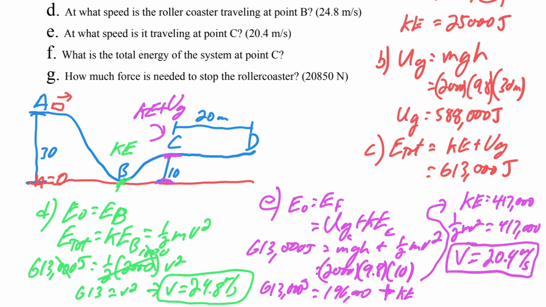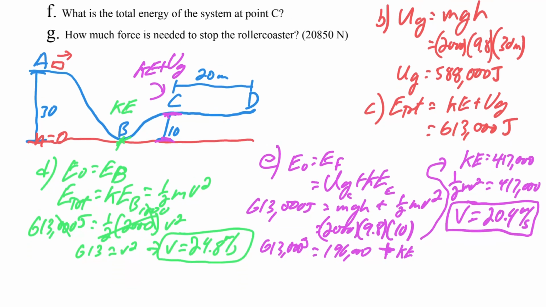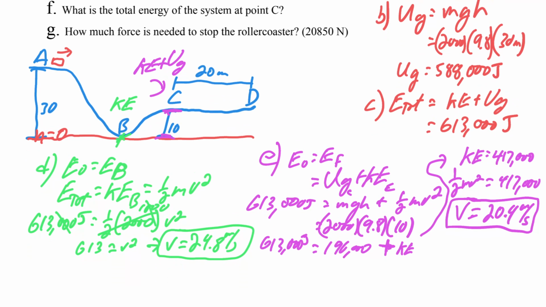All right, let's keep going. So letter G, actually I guess letter F. Letter F, what is the total energy of the system at point C? So this is really just a conceptual question. If you've been following along, you already know the answer. The total energy is the energy that we've been using the whole entire time, right? So the total energy is just simply going to be 613,000.